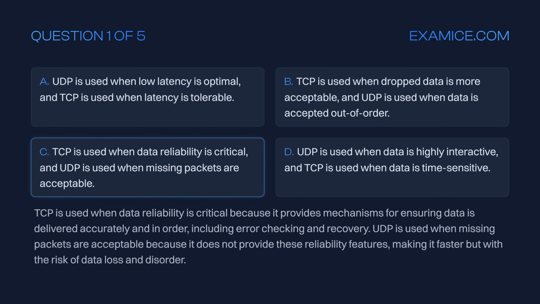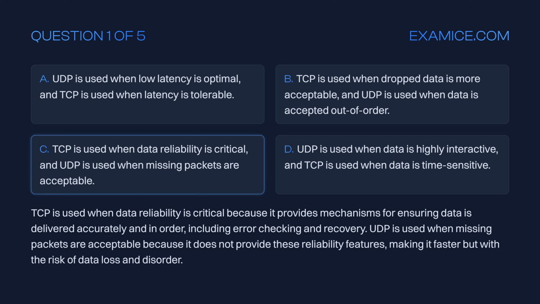The answer is option C. TCP is used when data reliability is critical because it provides mechanisms for ensuring data is delivered accurately and in order, including error checking and recovery. UDP is used when missing packets are acceptable because it does not provide these reliability features, making it faster, but with the risk of data loss and disorder.